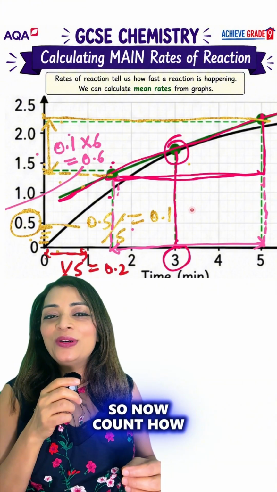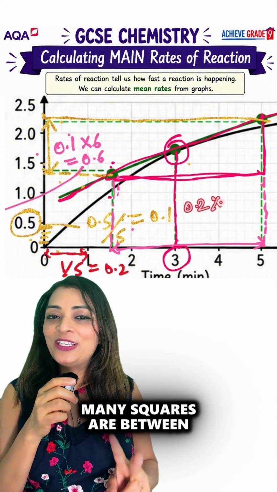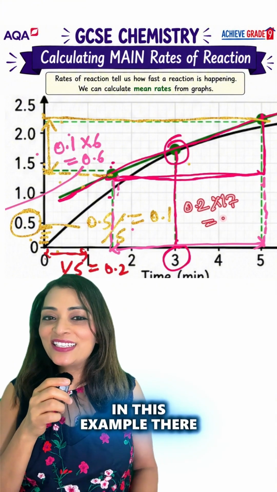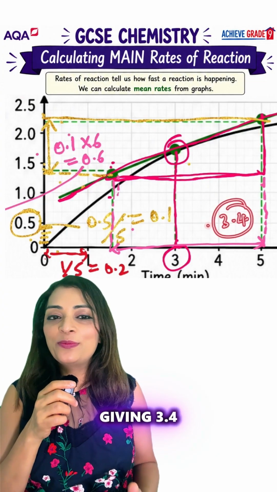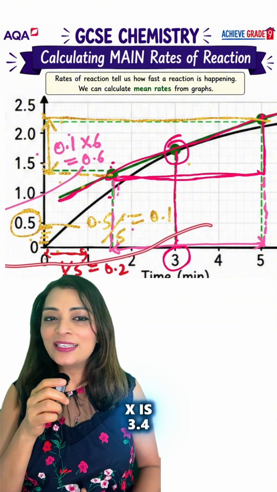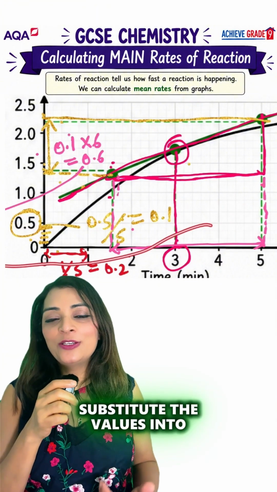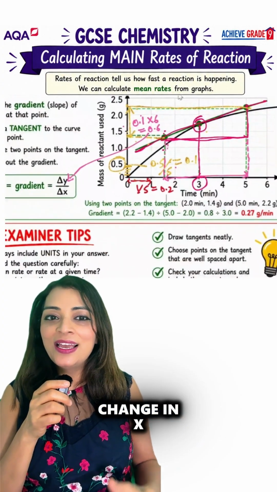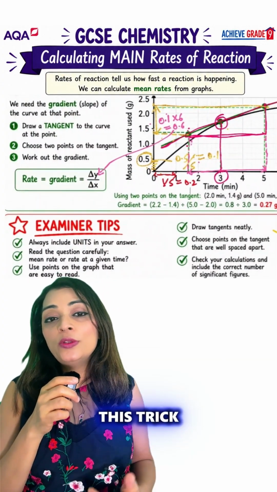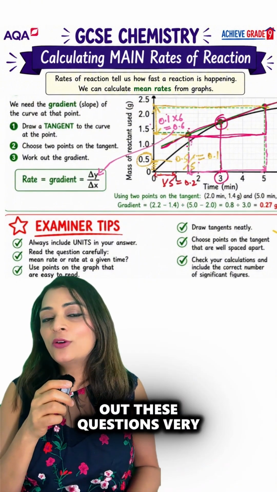Okay, so now count how many squares are between 2 points on the triangle. In this example, there are 17 squares. So I will just times 0.2 with 17 giving 3.4. Therefore, the change in x is 3.4. Substitute the values into the formula, then calculate: rate equals change in y over change in x. And that's your answer. So if you know this trick, you can actually work out these questions very easily.